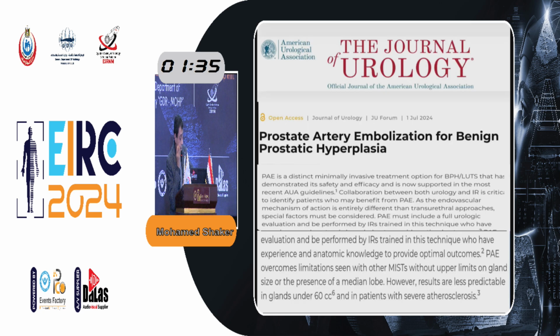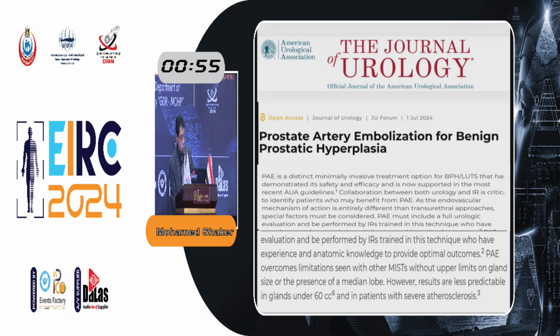And finally, the American Urological Association last year included prostatic artery embolization in its guideline. This is the Journal of Urology, the official journal of the American Urological Association. And it stated that prostatic artery embolization is a distinct minimally invasive treatment option for benign prostatic hyperplasia with LUTS that has demonstrated its safety and efficacy and is now supported in the most recent EAU guidelines. Of course, collaboration between both urology and IR is critical to identify the patients who may benefit from PAE.